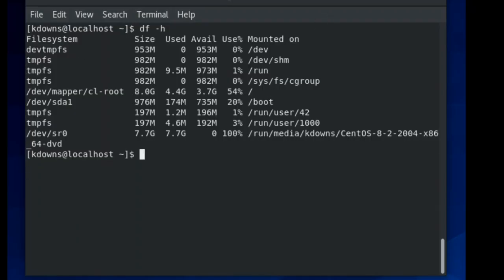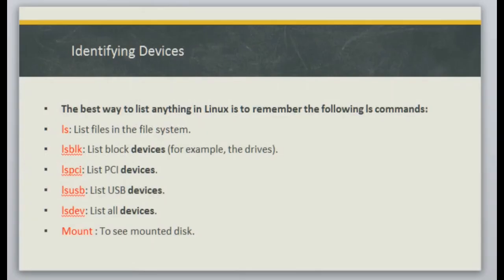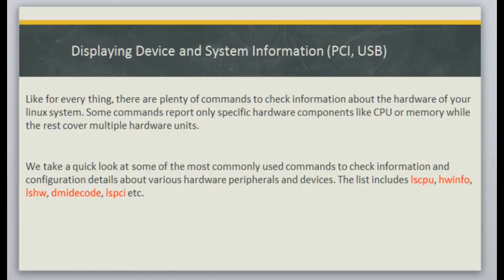Let's head back to our PowerPoint. So get our next slide here. Like for everything, there are plenty of commands to check information about the hardware of your Linux system. Some commands report only specific hardware components like CPU or memory, while the rest cover multiple hardware units. So we're going to take a quick look at some of the most commonly used to check information and configuration details about various hardware peripherals and devices. The list includes lscpu, hwinfo, lshw, dmidecode, lspci, and others.